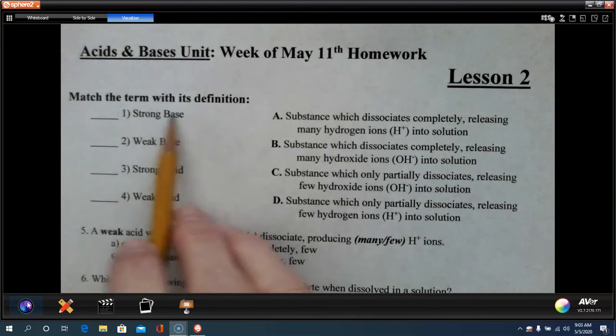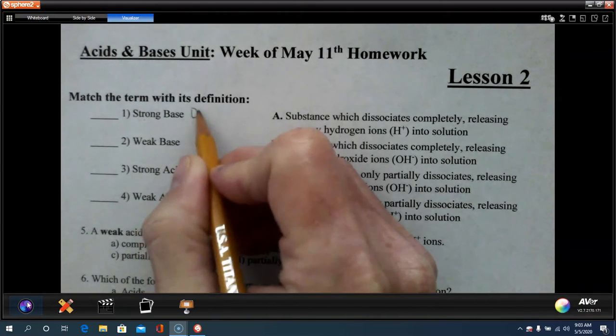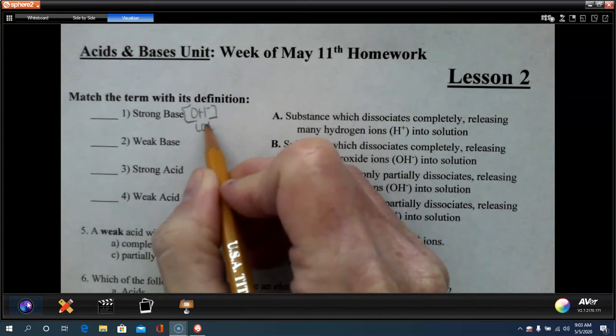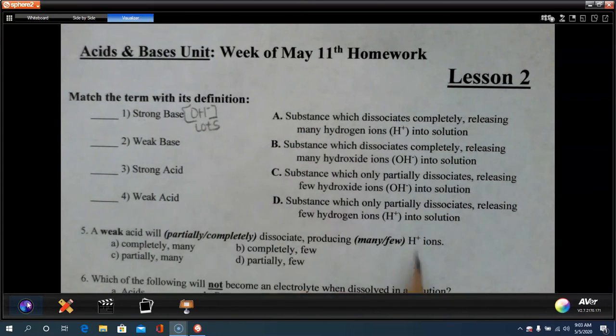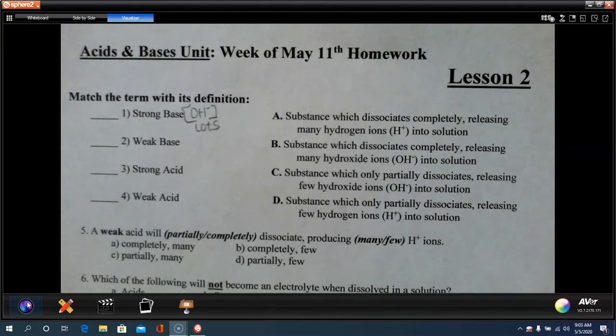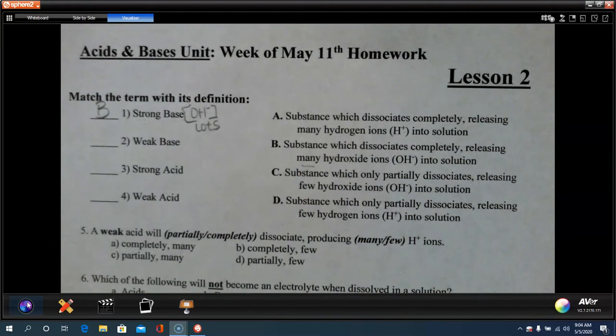Number 1, a strong base. So we have to figure out which one of these is the descriptor for a strong base. Bases give off hydroxide ions, and they give off lots of them. So what we're looking for is a definition that goes with this. Well, these two talk about hydrogen ions, so that can't be it. So it's either B or C. Substances which dissociate completely, releasing many hydroxide ions in solution. So that is definitely the definition for strong base.